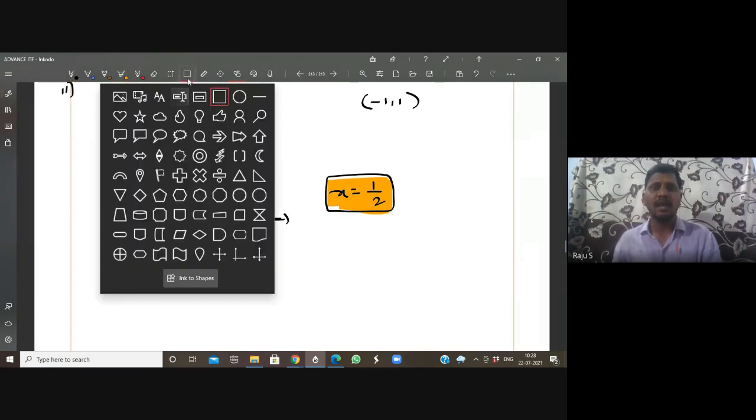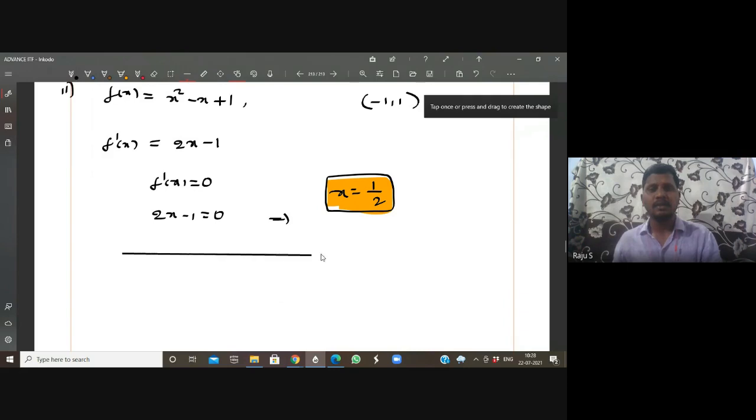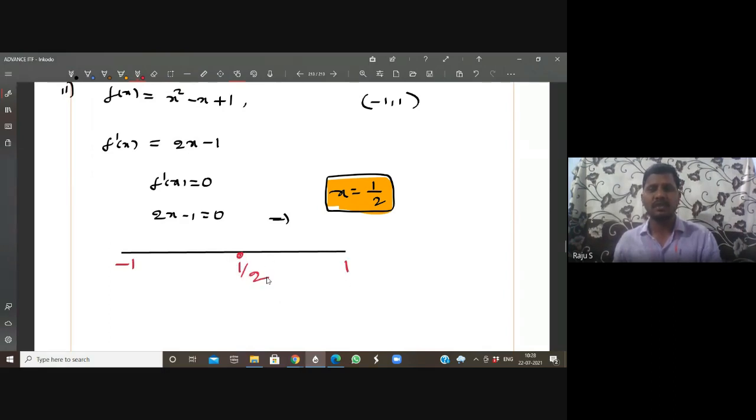The given interval is from where to where? Minus 1 to 1. Clearly the critical point belongs to the given interval minus 1 comma 1. So we just have to check whether f dash of x is greater than 0 or less than 0 in the given subintervals. Here we have 2 intervals.